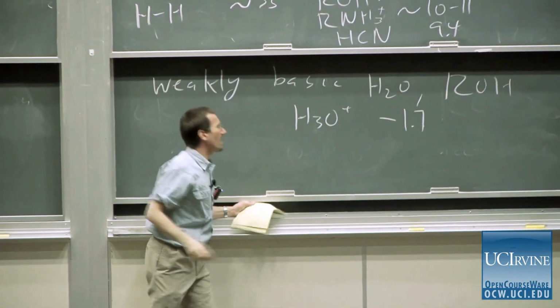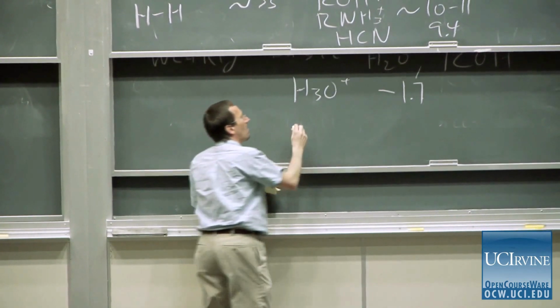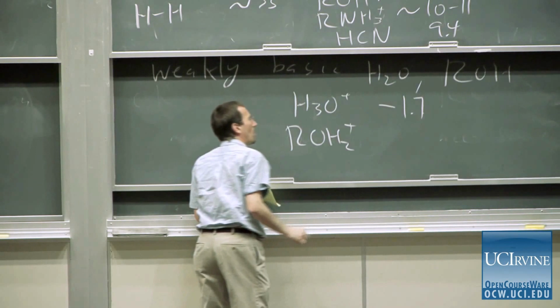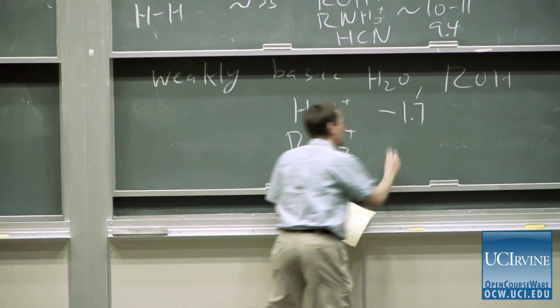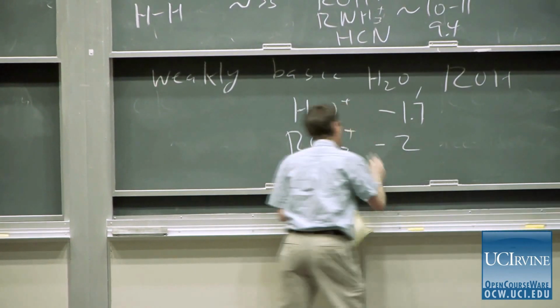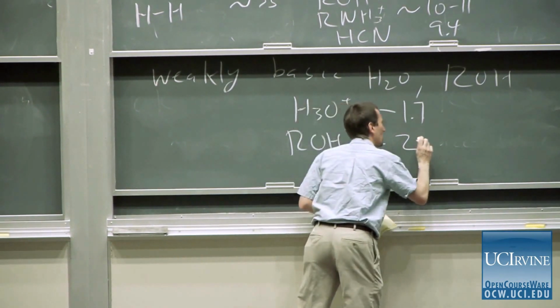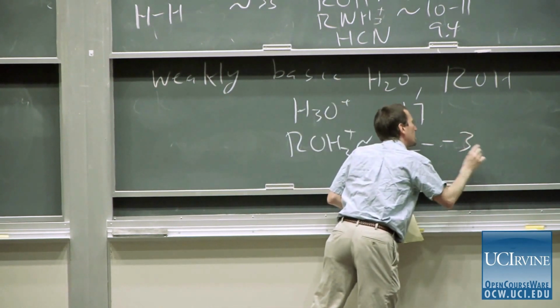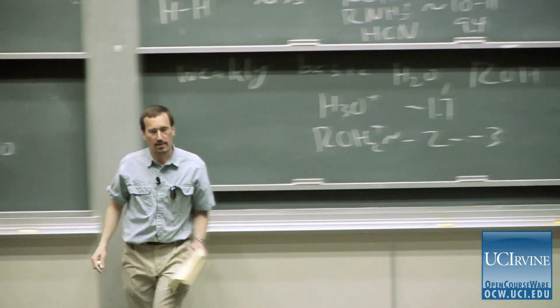If I want to think about the conjugate acid of an alcohol, the conjugate acid is ROH2 plus. Now we're talking negative 2 to, and again, these are sort of approximate values, so I'll use a little tilde, approximately negative 2 to negative 3.